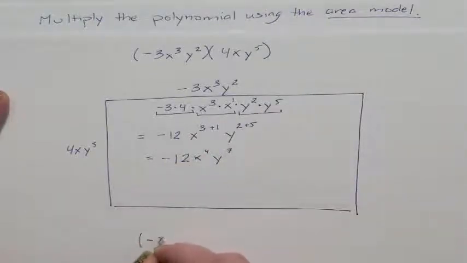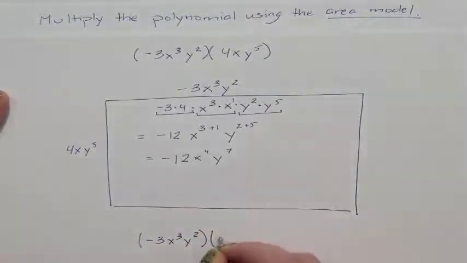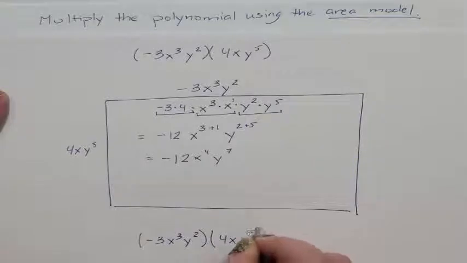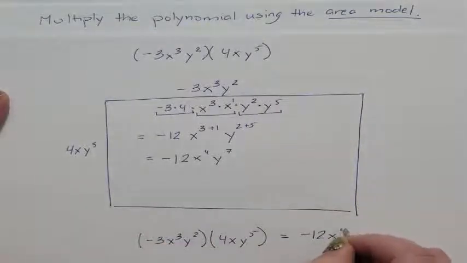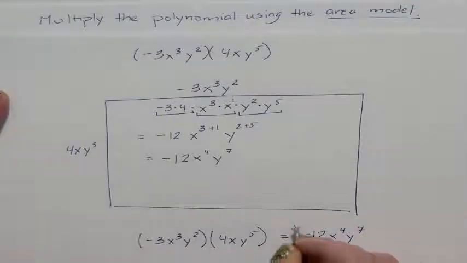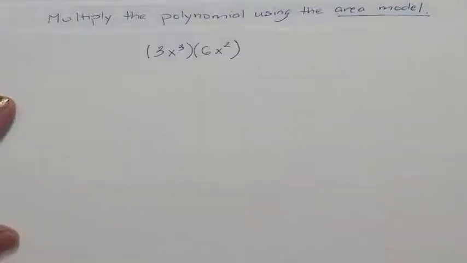So when you are multiplying -3x to the third y squared by the other quantity of 4xy to the fifth, you get the total answer of -12x to the fourth y to the seventh. And that's your final answer.